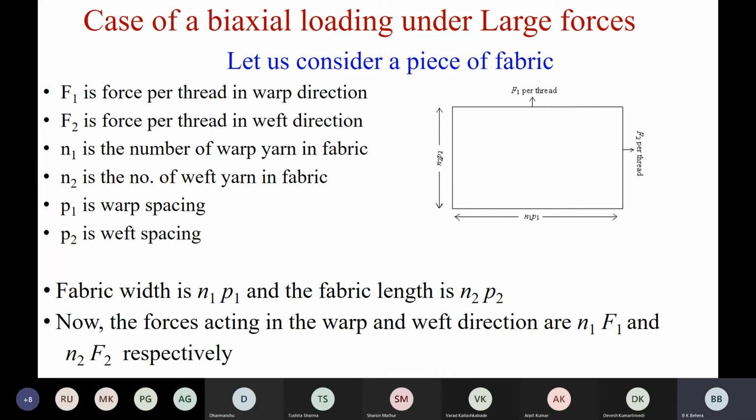Now the forces acting in warp and weft direction are N1 F1, N2 F2, because what we have assumed, F1 is force per thread in warp direction, F2 is force per thread in weft direction. Since we have N1 warp, total force in warp direction is N1 into F1, total force in weft direction is N2 F2. Okay, you have got what is force applied, you have got the dimension.